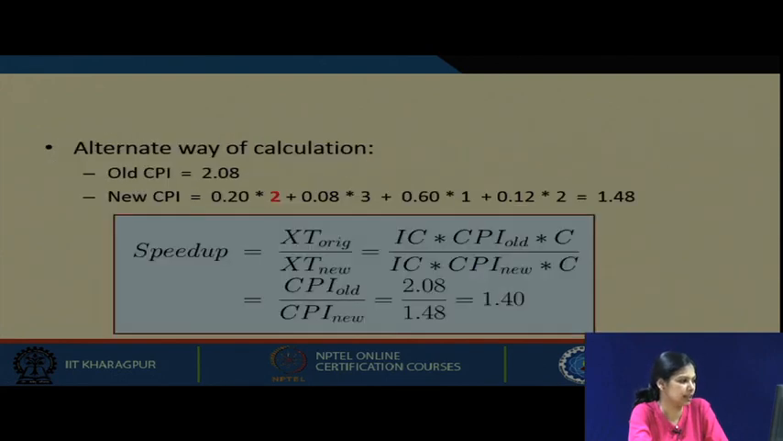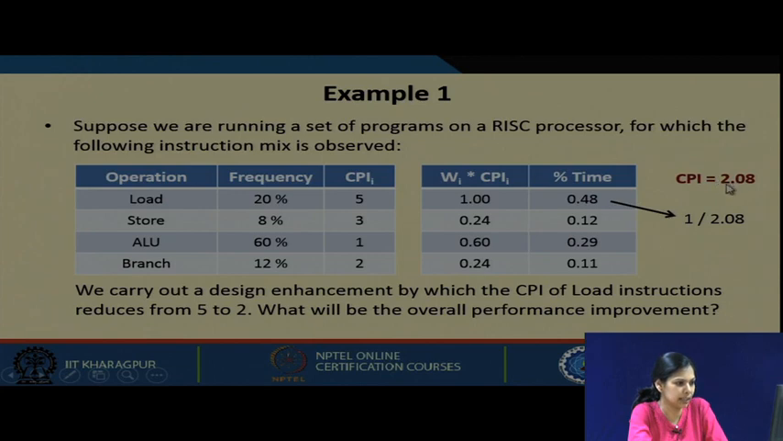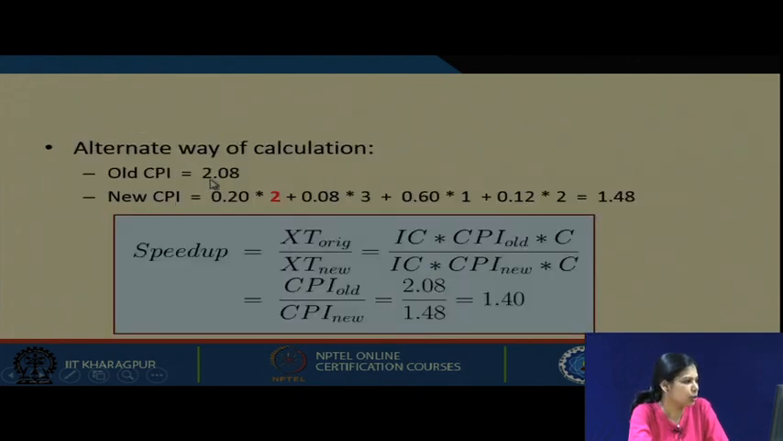Similarly, we can solve this the other way. What is the other alternative? Let us go back two slides and figure it out. We have found the CPI, that is 2.08. Now we will make an enhancement, make this 2, and then calculate the CPI once more. So the old CPI was 2.08, and the new CPI we calculate the same way: 0.20 into 2 plus 0.08 into 3, and the others remain the same. The new CPI we have found is 1.48. Earlier it was 2.08 when the CPI for the load instruction was 5. Now we have made an improvement and made the CPI 2, and the new CPI is 1.48. So with this, what will be the speedup?